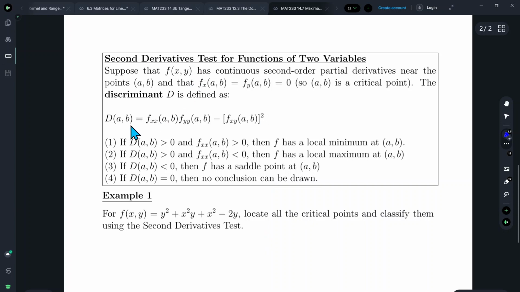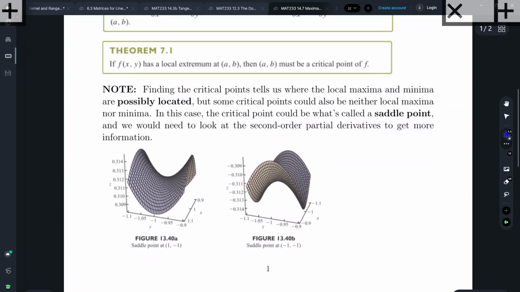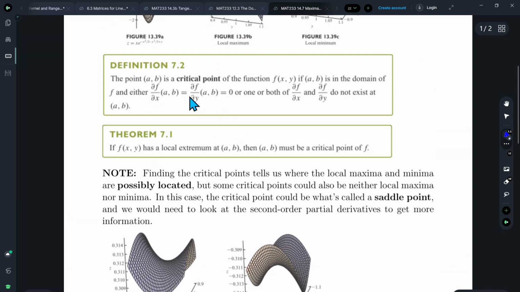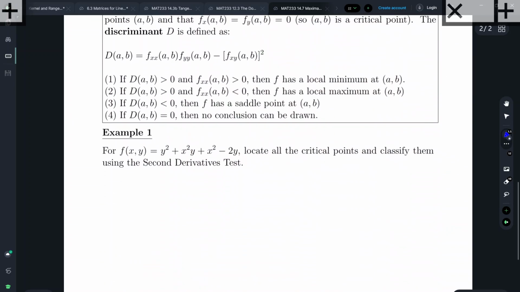Okay, so to repeat the procedure, first we need to find the critical points. The function is a polynomial, and polynomials are defined everywhere. So the critical points are where the first order partial derivatives are equal to 0. So the first step is to find all the critical points.